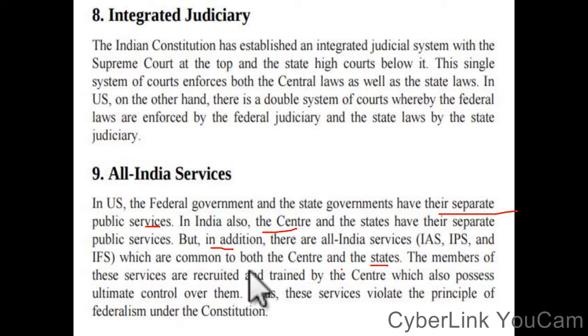The members of these services are recruited and trained by the center, which also possesses ultimate control over them. Thus, these services violate the principles of federalism under the Constitution.